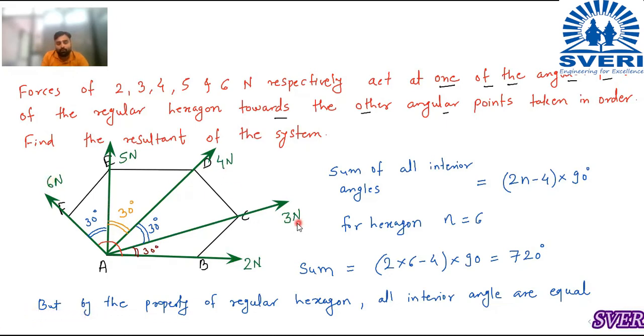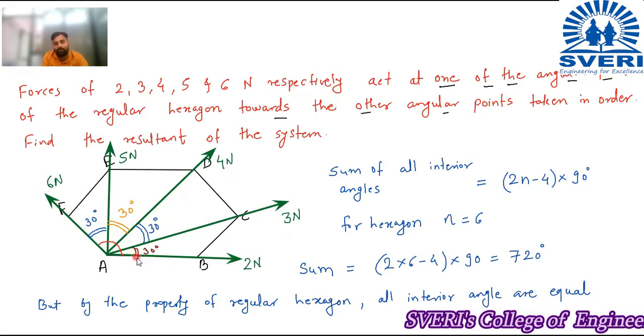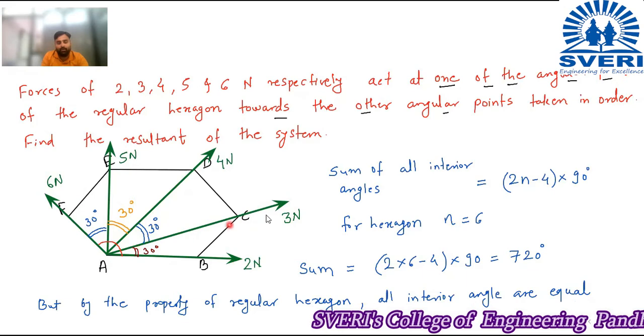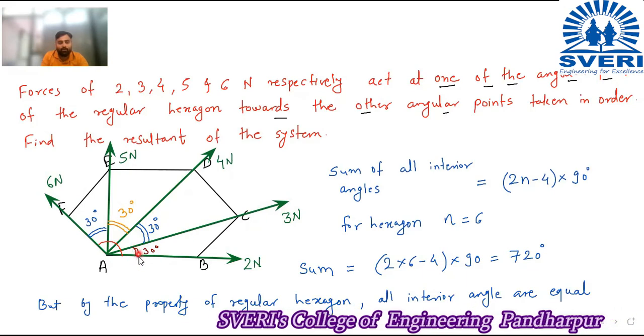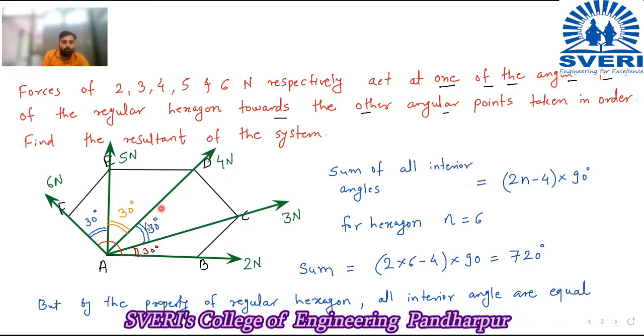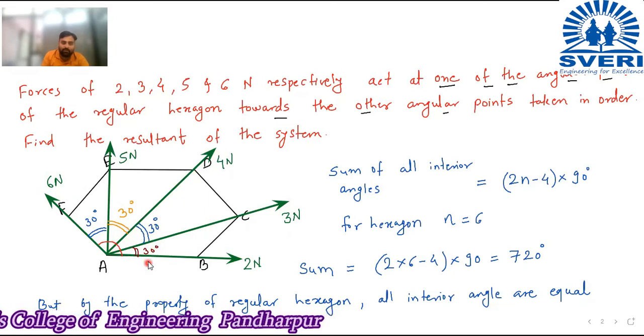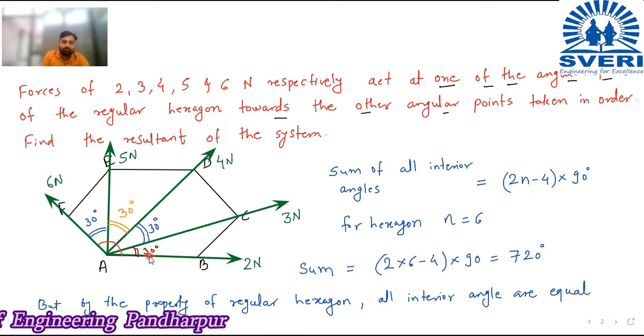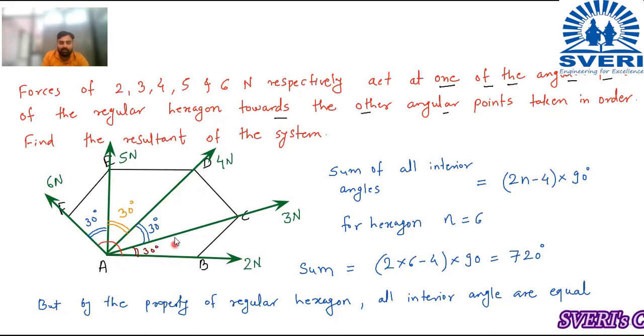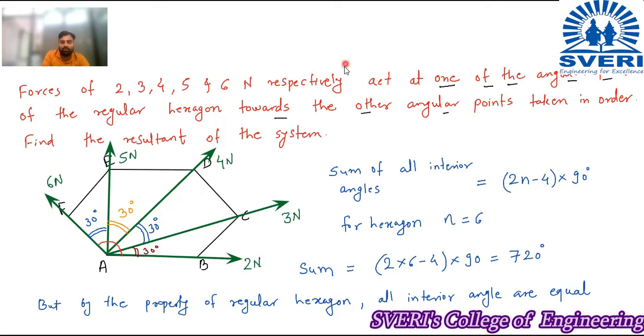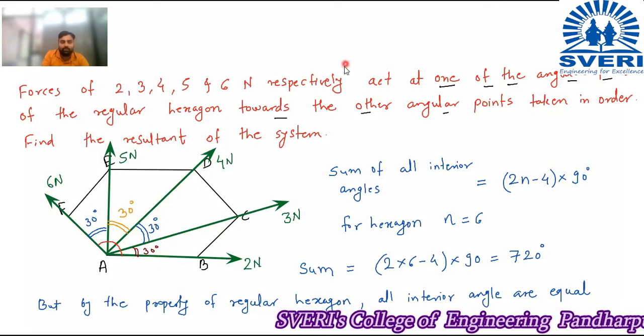What to do? For the 3 Newton force, you have got the angle 30 degree. It is the angle with horizontal. So for the 3 Newton force, the angle is already known to you, 30 degree. For the 4 Newton force, what is the angle with horizontal? 60 degree. So for this 4 Newton force, the angle with the horizontal line is 60 degree. You have to add these two. So this will become 60 degree. So I will mark over here.